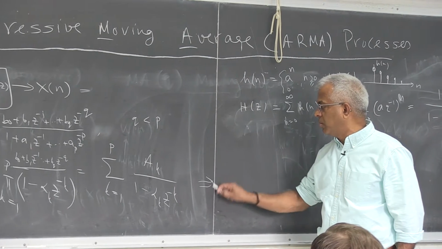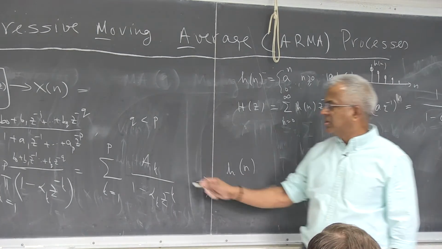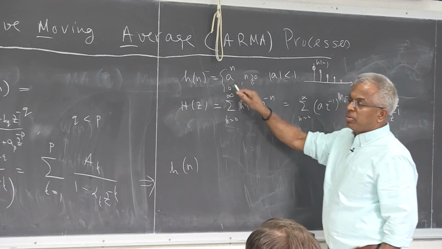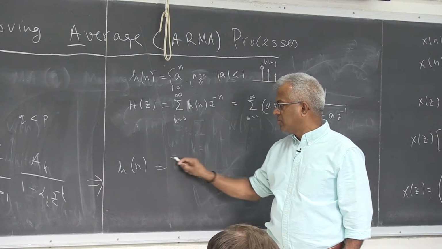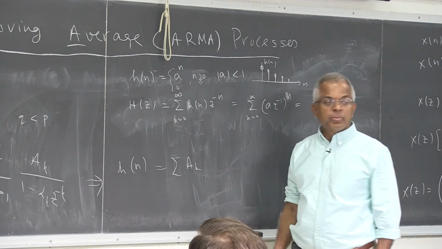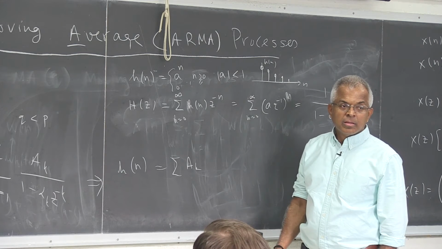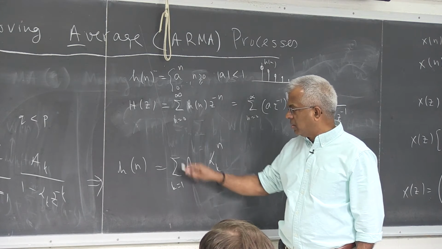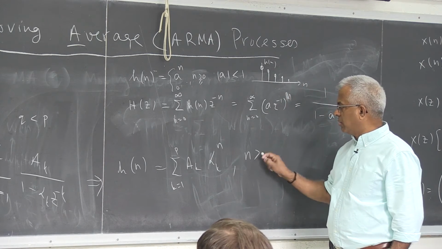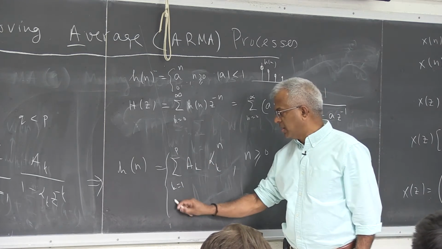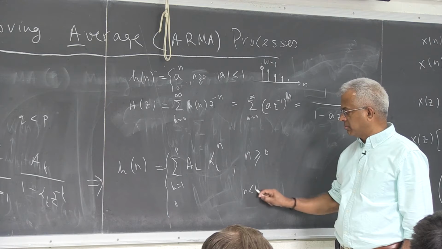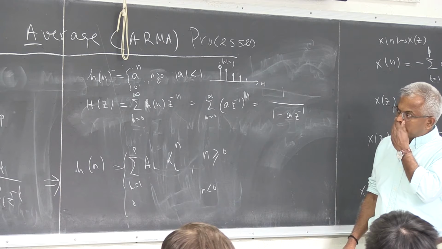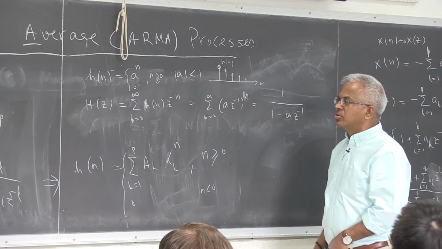So from here you can conclude what? h of n is, what is the inverse transform of this? Each one term. Remember, of course, I can multiply by an a_k that will be there. So this is a_k multiplied by, there are p poles, and n goes from 0 through infinity, and this is 0 for n negative, right? Right? That's the impulse response. So that's a linear time invariant system with the impulse response.